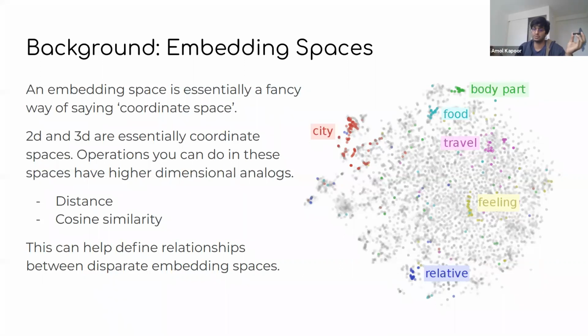You can do the same thing in a higher dimensional space too, which allows you to calculate things like how far away two ideas are from each other, or how far away two different points in the embedding space are. This allows us to define relationships between different embedding spaces as well, because we can take these two concepts, as long as they have the same dimensionality, and compare them in order to see whether or not they have a certain relationship.